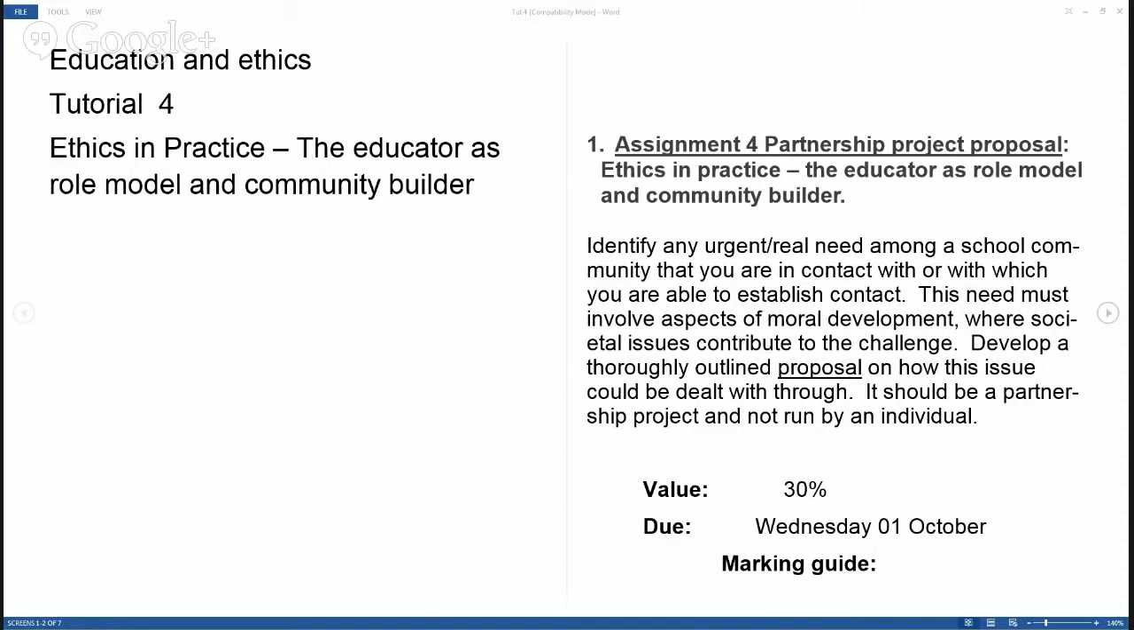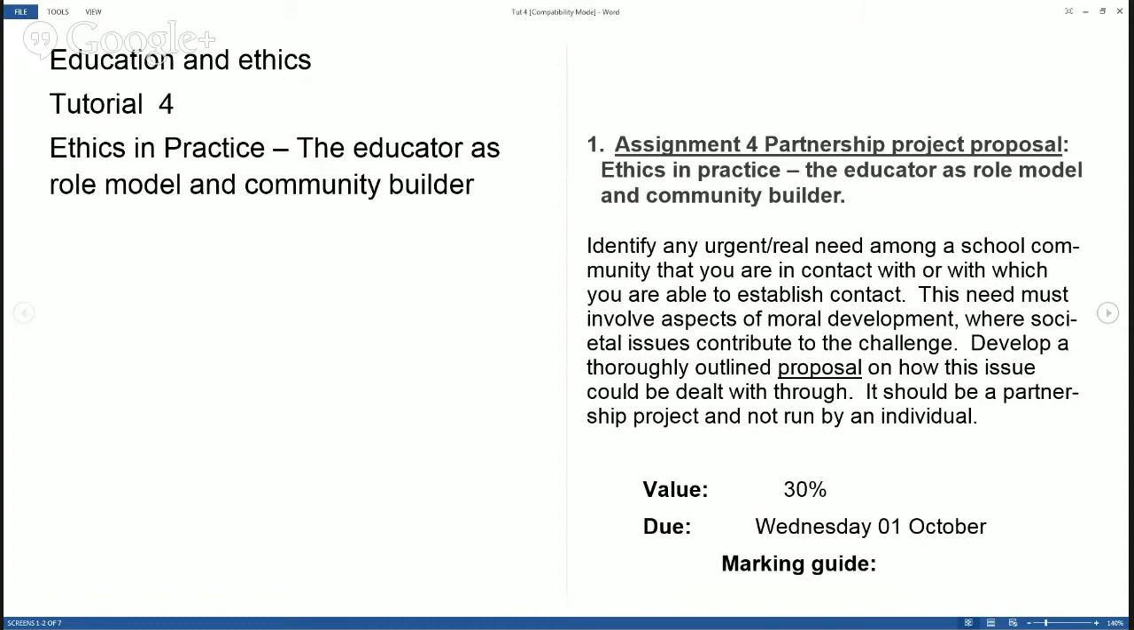The first part, we're just going to look at the assignments and give you some guidance on them, and depending on how much discussion there is, how much time we have left, we'll look a bit more at Unit 4 as well. So let's start off looking at the assignments. Assignment 4, the partnership project proposal, ethics in practice, the educator's role model and community builder. So let's work through it carefully so that you really have good guidance and can do as good an assignment as possible. You can see it's worth 30% and it's due on the 1st of October.